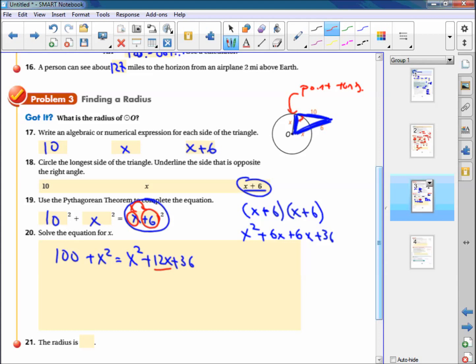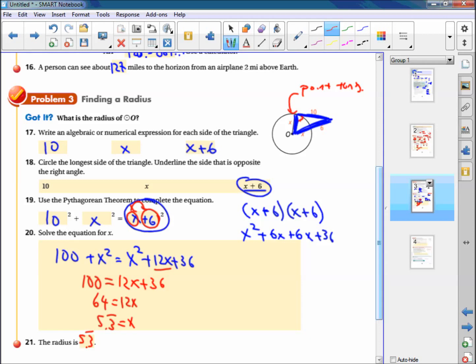So we'll subtract X squared from both sides. We're going to get 100 equals 12X plus 36. Subtract 36 from both sides. We're going to get 64 equals 12X. Divide both sides by 12. We're going to get 5.3 with the bar equals X. So the radius here is going to be 5.3 with the bar. And there are no units, so we don't have anything to write there.